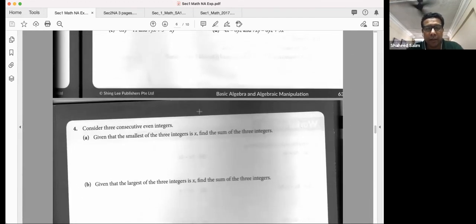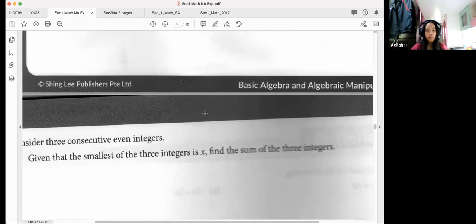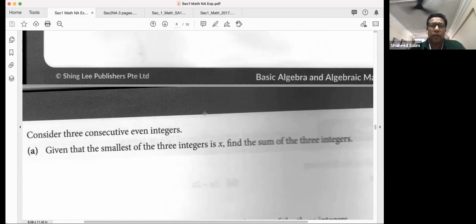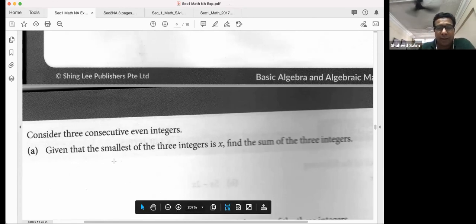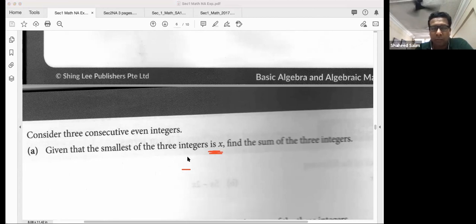Okay, now this first one. In this case, we are letting the unknown x be, oh, they already told you, x is the smallest of it. Can you form an equation? Hold on, wait, sorry, not form an equation. Okay, what's the sum of the three integers? Remember, it's even numbers, okay? So the smallest is x. What's the next number?